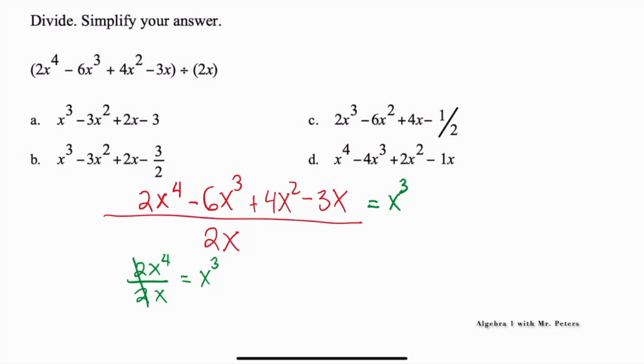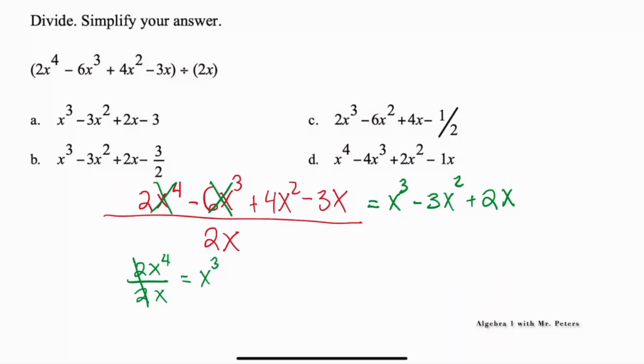When I go to my second one, right, -6x to the 3rd. Once we divide that by 2, that's going to give me -3. x to the third divided by x gives me x squared. That's gone. Now we go over to 4x squared. When we divide 4 by 2, that gives me 2. x squared minus x just gives me x.